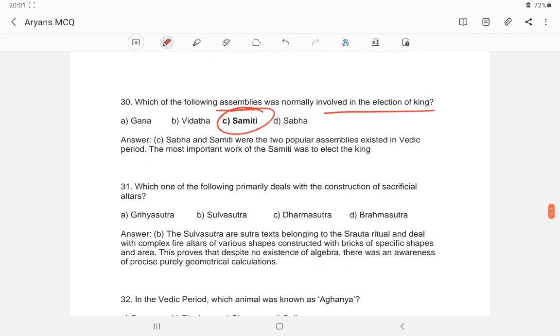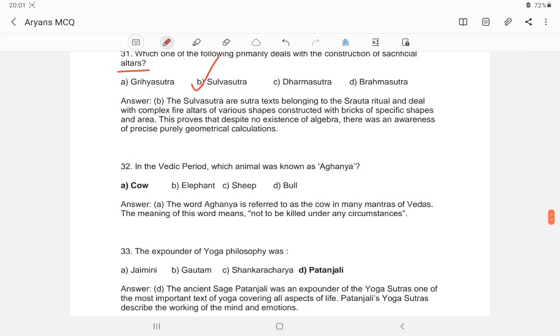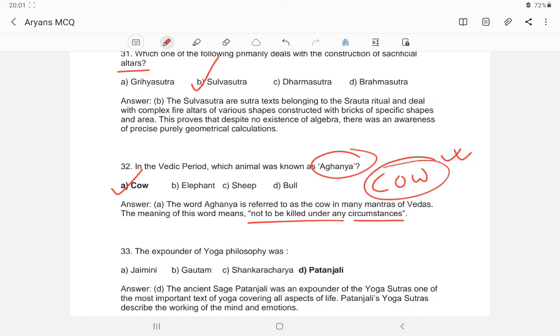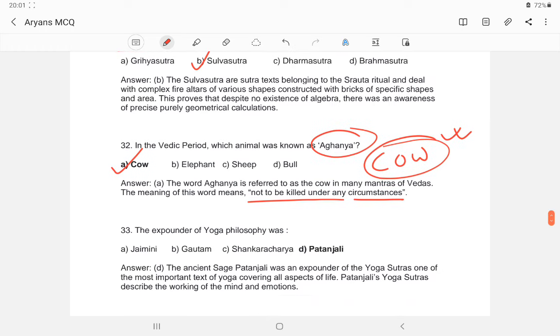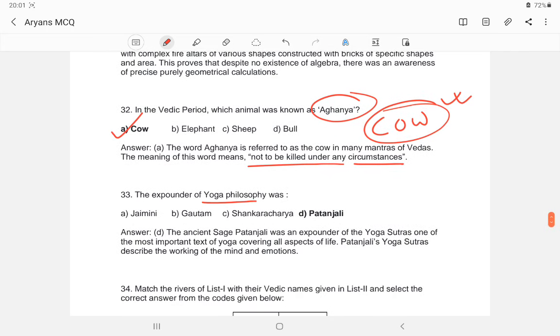Which of the following primarily deals with the construction of sacrificial altars? The Sulva Sutra. In the Vedic period, the cow was Aghnya, which means it was not to be killed under any circumstances. Hindus give the cow a holy position since the time of the Vedas, that is, the Aryans. The proponent of yoga is Patanjali.